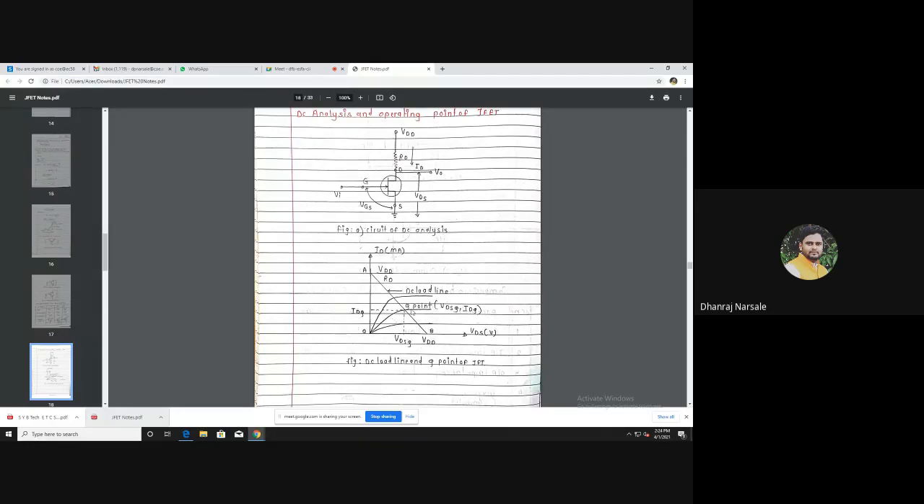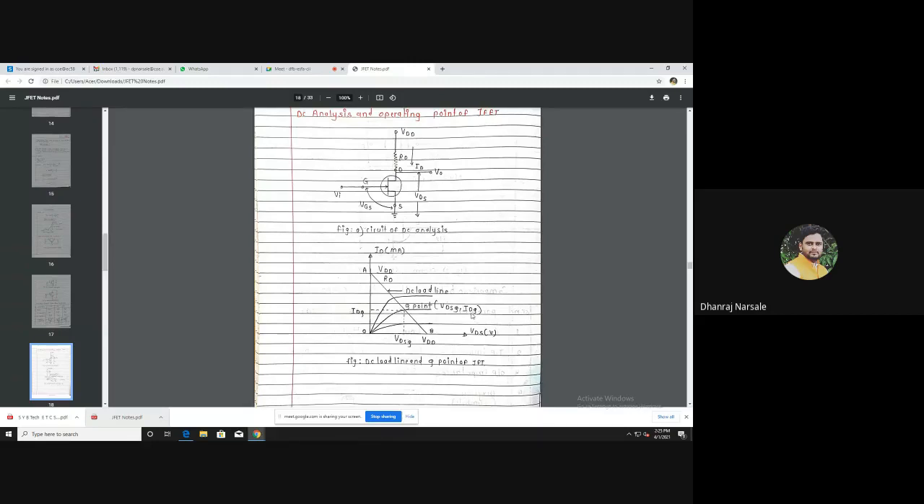Now here, this Q point is the intersection point of this DC load line and the second curve. The Q point coordinates are VDSQ, IDQ. If you take the vertical position, then I will get the voltage between drain and source at the Q point. If you take the horizontal position, then I will get the value of drain current ID at the Q point. Okay, so the coordinates of this point will be VDSQ, IDQ. So VDSQ is the voltage between drain and source at the Q point. IDQ is the value of drain current ID at the Q point.